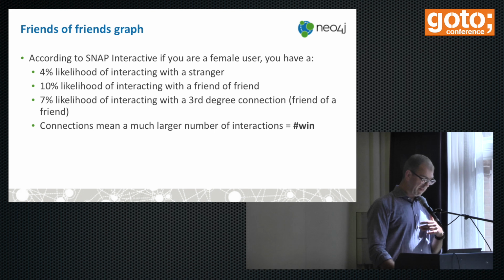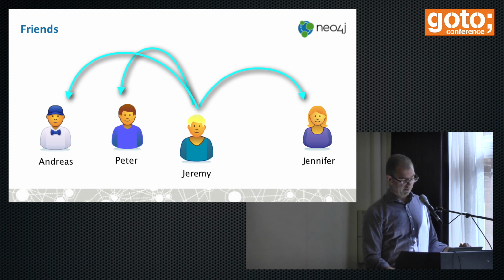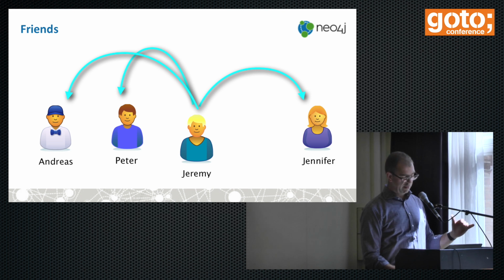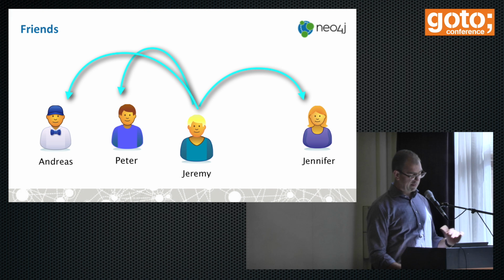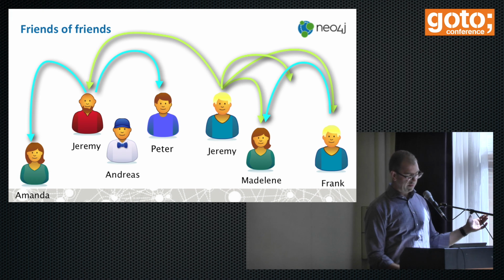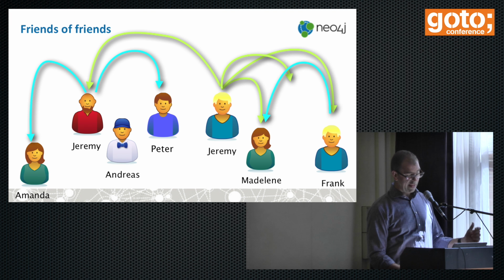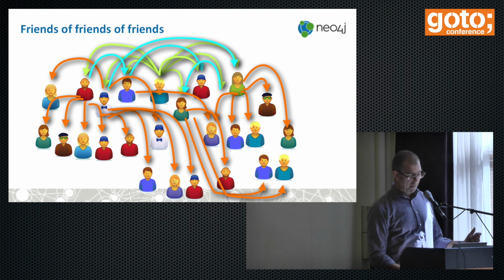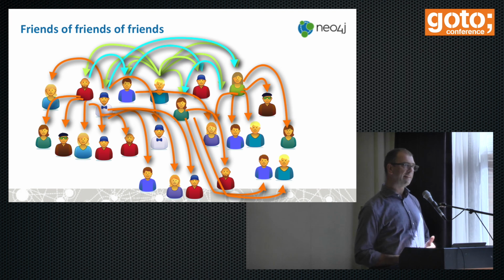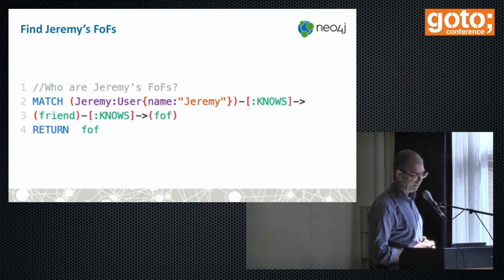To illustrate that a little bit, if I have these friends of Jeremy, right? Jeremy is friends with Jennifer, with Peter, with Andreas, right? They have friends of friends, right? They have friends of friends of friends, right? But you want to actually apply that and query that interactively, right?